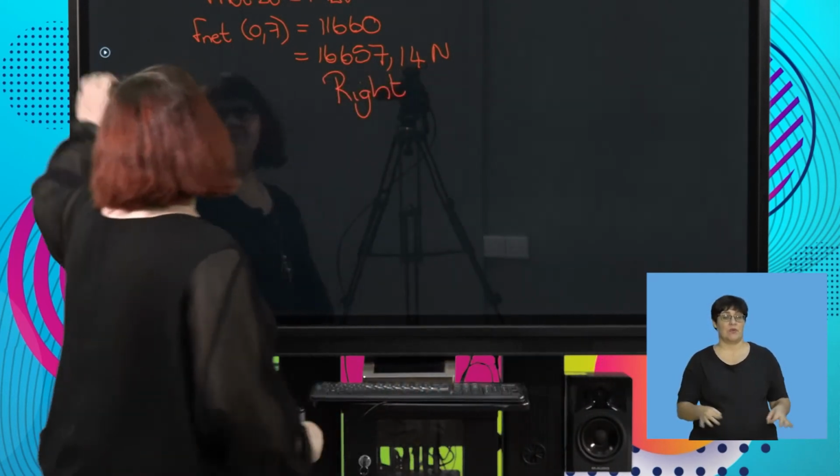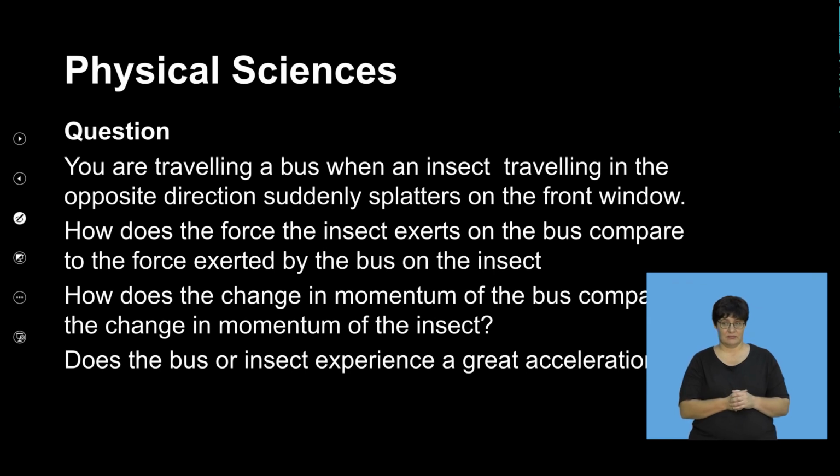Very important. So now we get to the questions that really get a little hairy for us. You are traveling in a bus when an insect traveling in the opposite direction suddenly splatters on the front window. Okay, how does the force the insect exerts on the bus compare to the force exerted by the bus on the insect? That's the first question. How does the change in momentum of the bus compare to the change in momentum of the insect? Second question. Does the bus or the insect experience a greater acceleration?